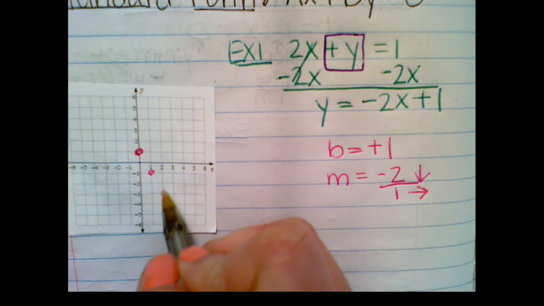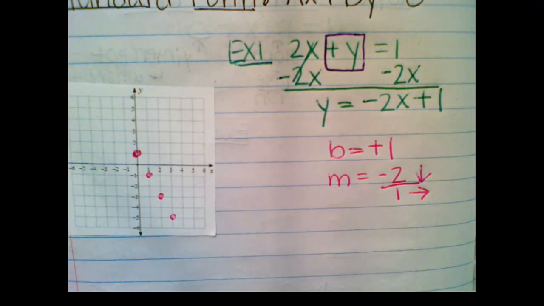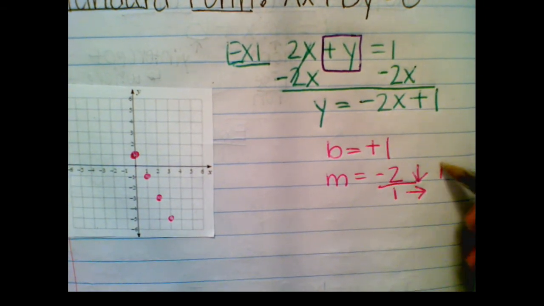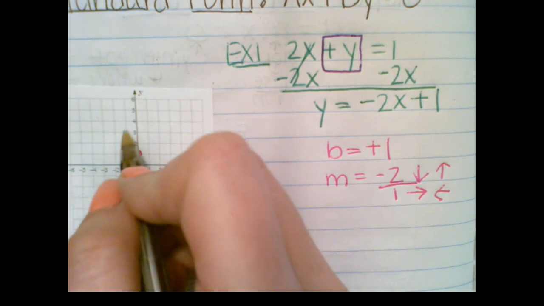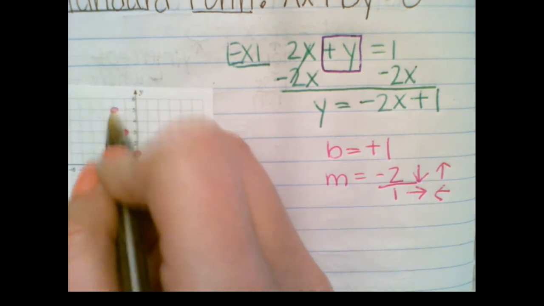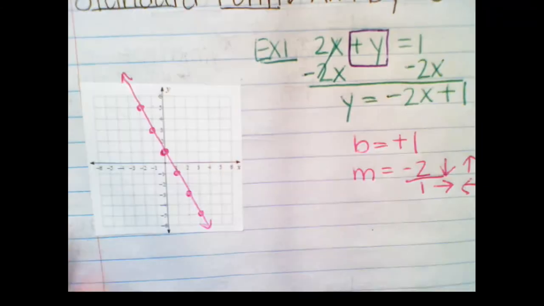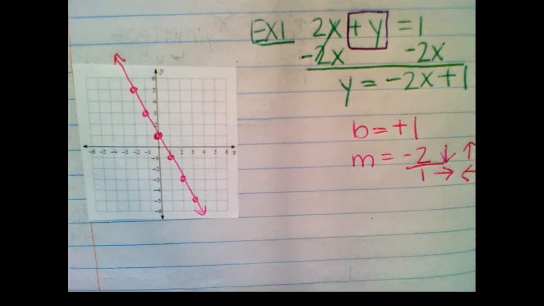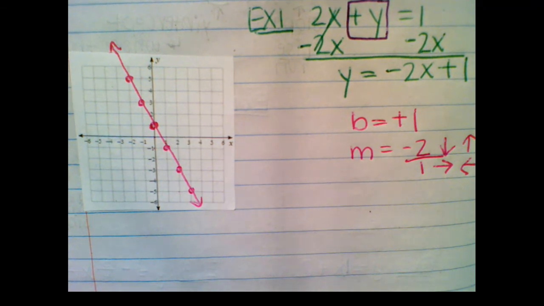Down 2, right 1. And I'm going to keep going. Or I'm going to do the double change, up and left. So I'm going to go up 2, left 1, up 2, left 1. That's as far as I can go. I'm going to connect my lines and put arrows at the end. So that's graphing if it's in standard form. We change to y-intercept form, slope-intercept, and we graph it.